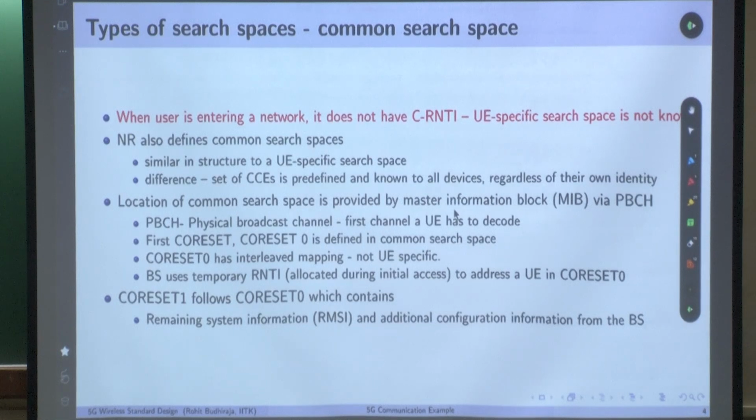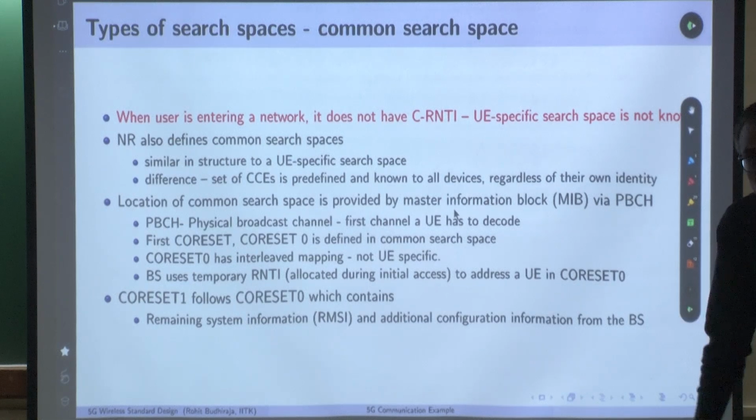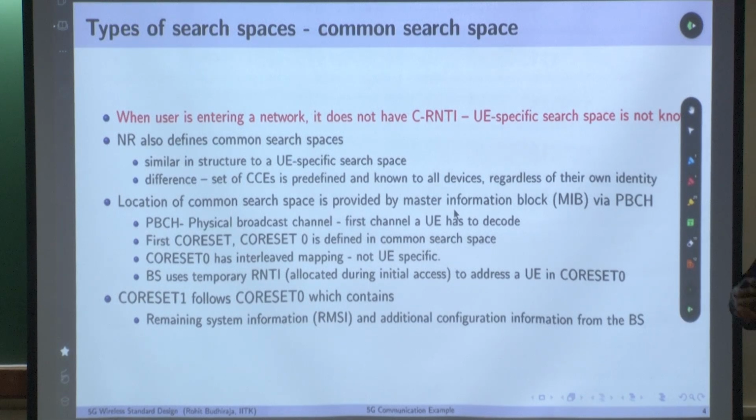So after CORESET 0 and CORESET 1, the UE is connected to the network, it has gotten a C-RNTI, then UE specific search space can be defined, and from there onward, whatever we have learned is applicable. You understand this? So that's what the common search space is. I'm not going into the architecture of this common search space because the restrictions we saw for UE specific search spaces will be there: aggregation level 1, 2, 4, 8, all that remains the same. Where it is defined is what we are talking about.